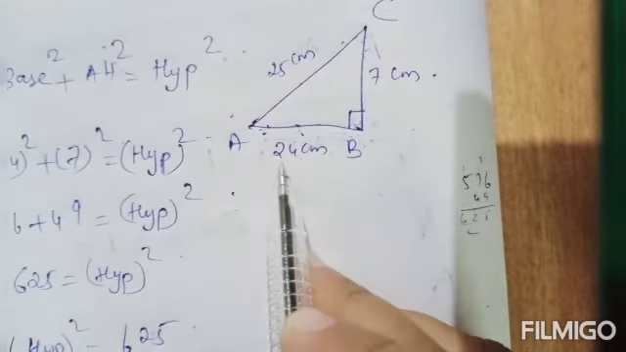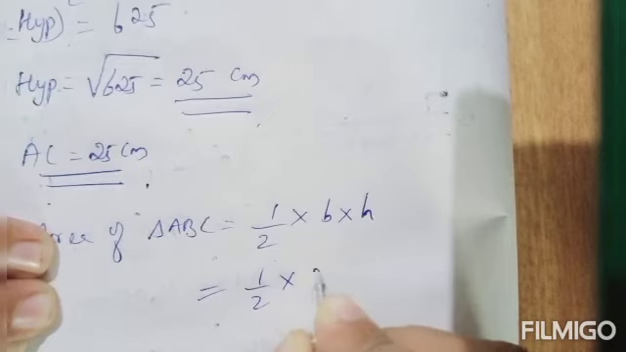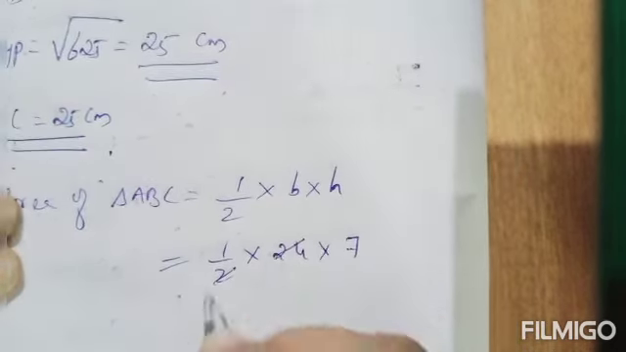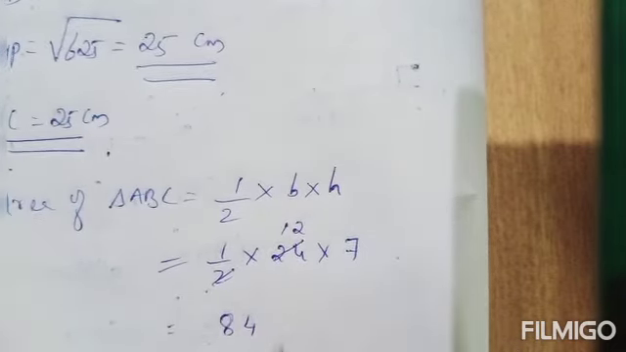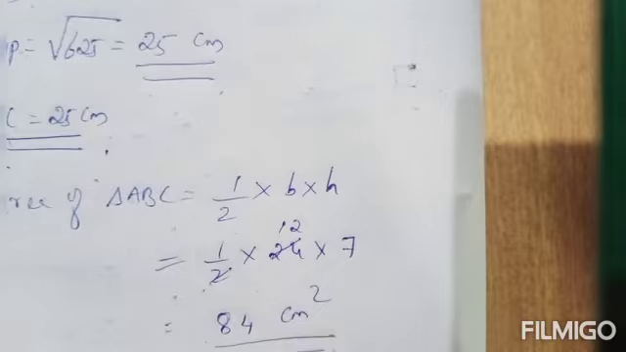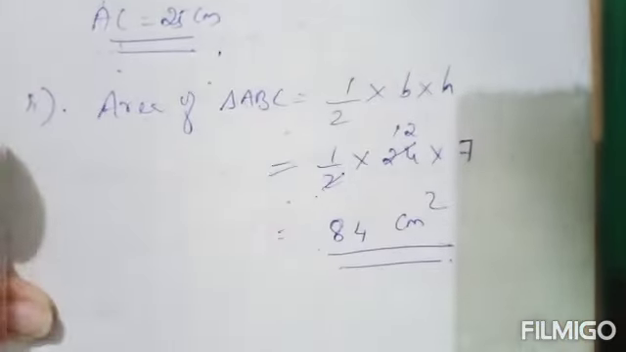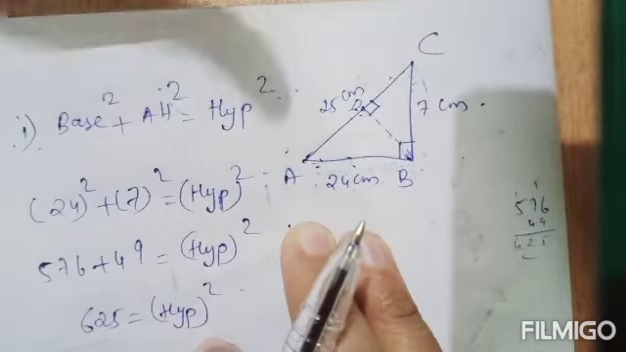So you can take 24 as the base and 7 as the height. So half into 24 into 7. 24 by 2 is 12. 12 into 7 you will get 84 centimeter square. This is the area of that triangle ABC. Okay. Now the third one, the length of BD correct to one decimal place.